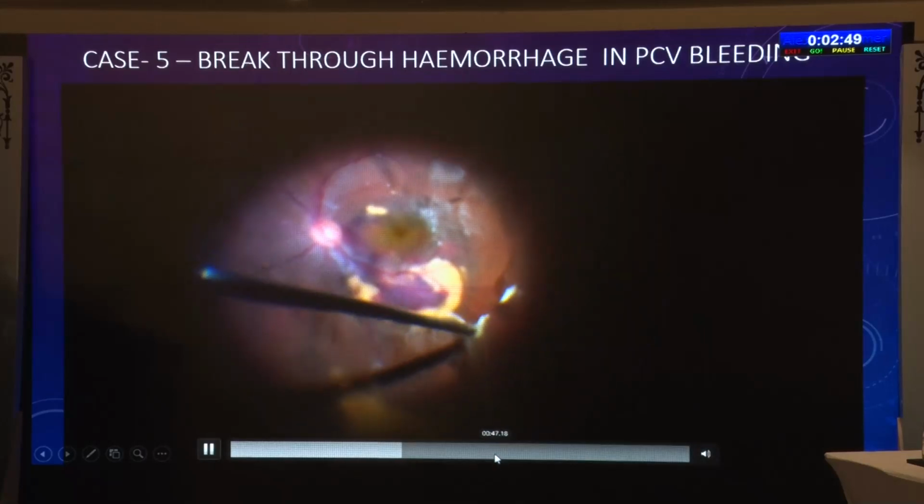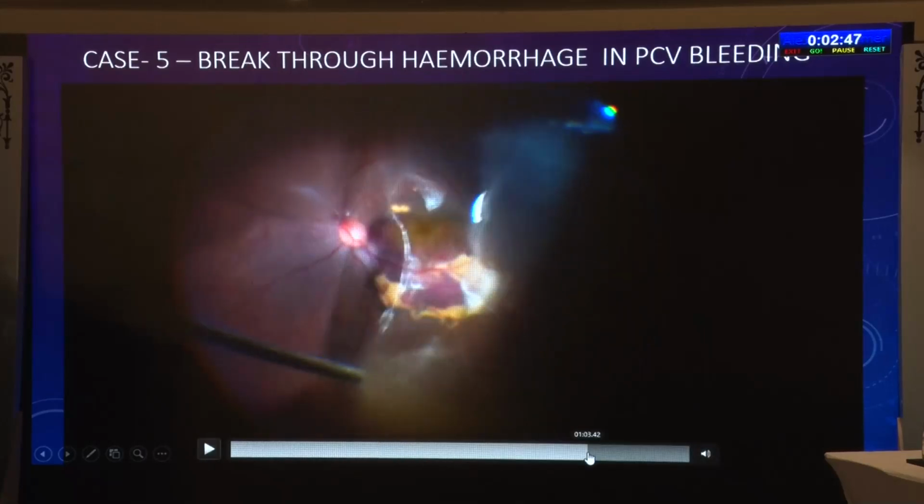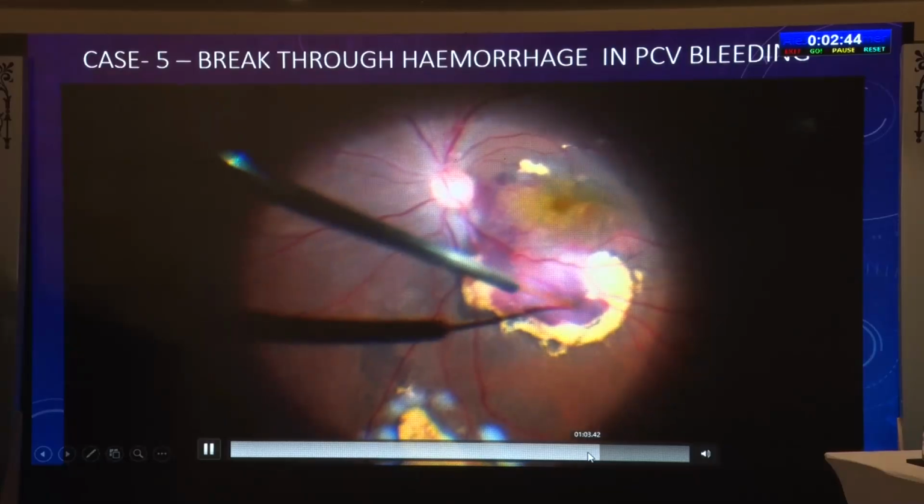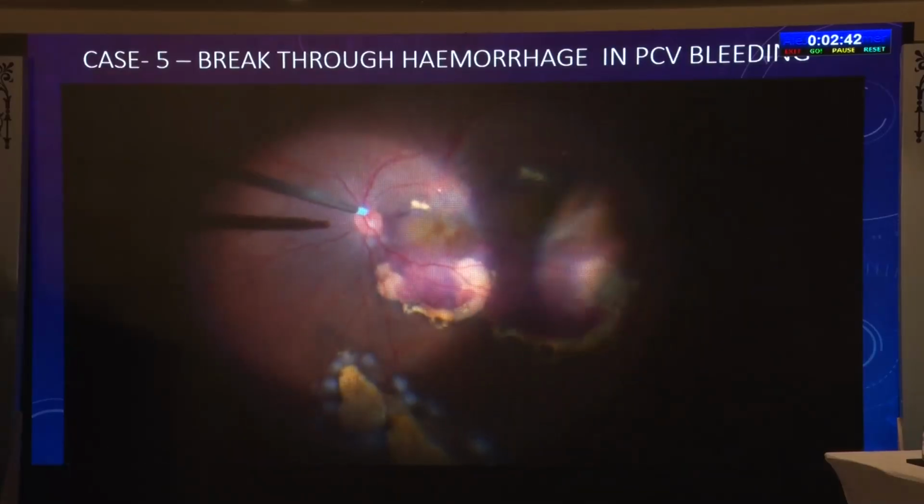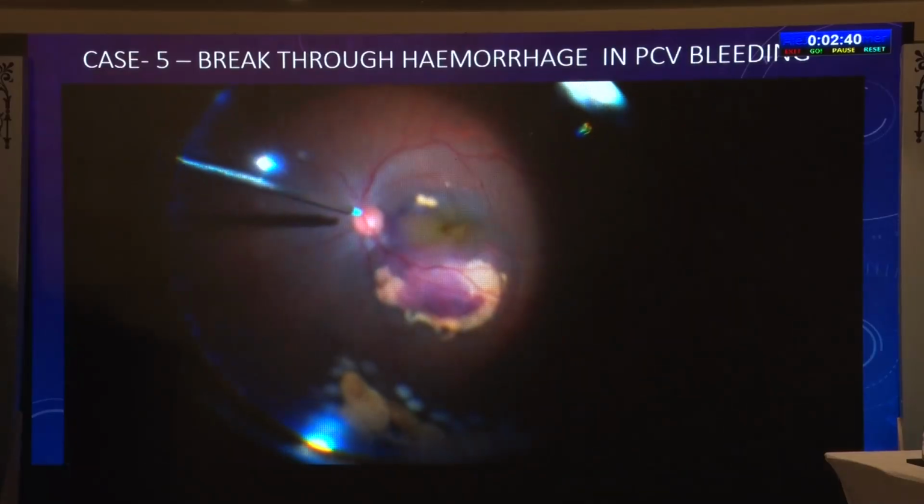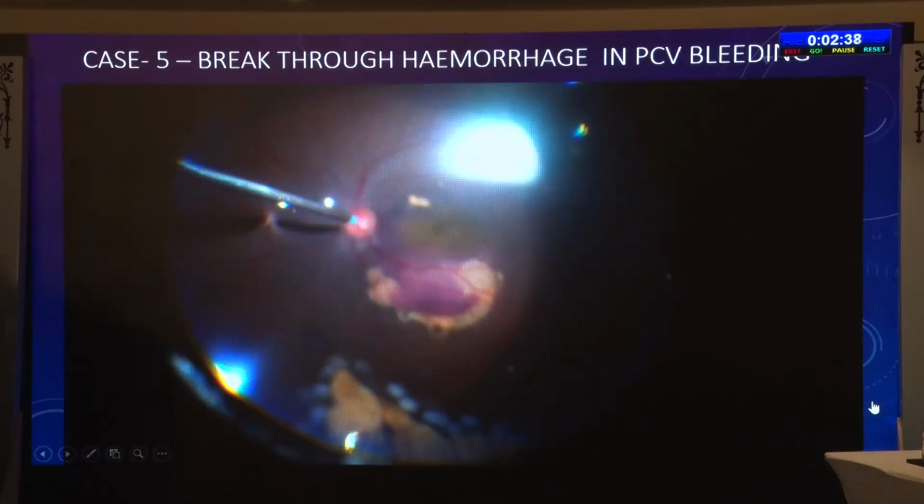This is good. So once we remove all the blood, as you can see, the thickness of blood was not that great. In the posterior pole we had given it near the arcades, and this patient also responded pretty well.